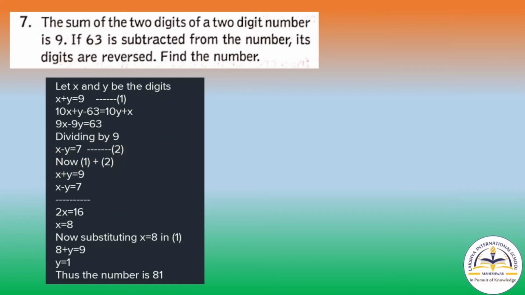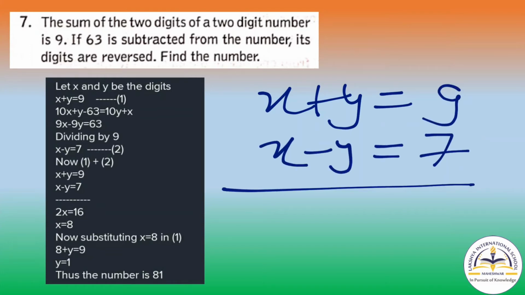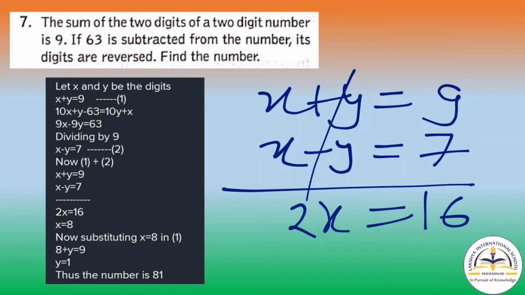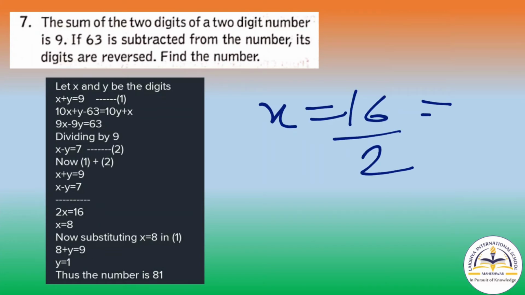Now we will add them. So x plus y equals 9 and x minus y equals 7. When you add them, you get 16 here and the y cancels out, and we get 2x equals 16. Now 2x equals 16 means x equals 16 by 2. It means the value of x is 8.